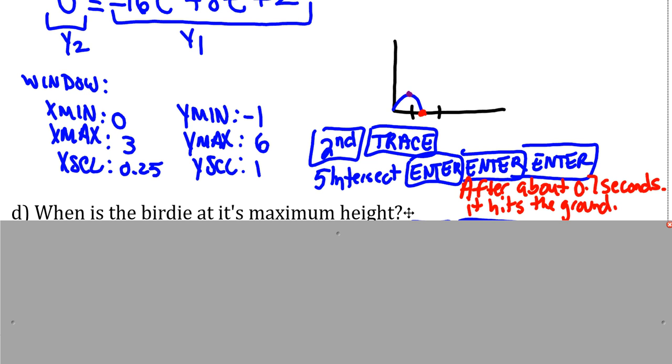Our next question said, when is the birdie at its maximum height? So again, if you think about the graph, the maximum height here is your turning point, and we have two ways that we can find that. Now there's two ways to find the maximum height.